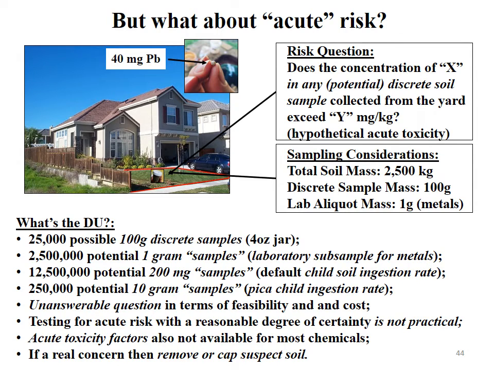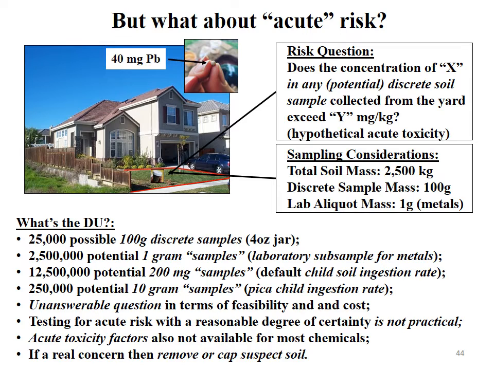How many of those do you need to test? A lot, I would say. Let's say we're just concerned about pica kids eating dirt. So 10 gram samples of decision units, and now we still have 250,000 potential decision units to collect and test. So in reality here, it's an unanswerable question. It's a very reasonable question from a risk standpoint, acute health risk, but it's unanswerable in terms of me going to the field and collecting enough sample data, in terms of feasibility and cost, to give you any level of confidence. So testing for acute risk with a reasonable degree of certainty just isn't practical.